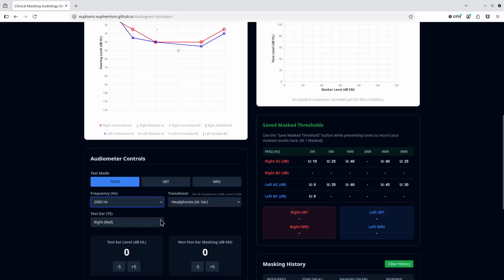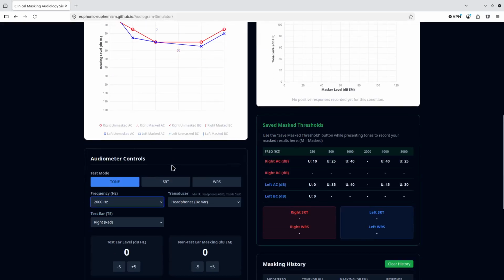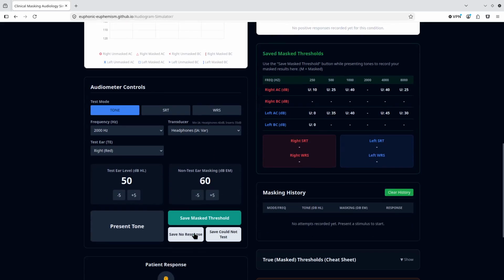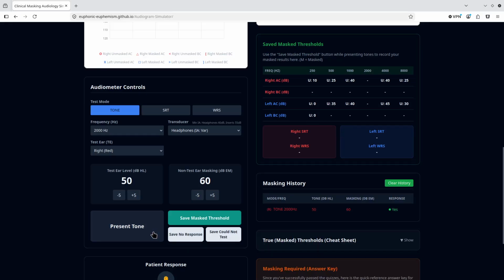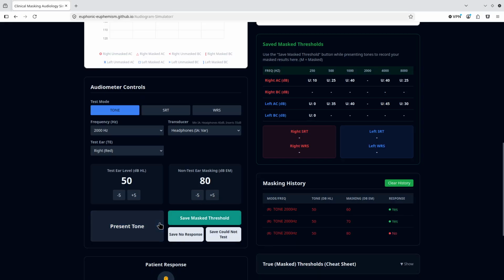And 2,000 hertz in the right ear, and our air conduction threshold was at 50 before, so we'll raise it up to 50 here. And our non-test ear was at 50, so we'll put 10 more for 60. And there is no occlusion effect at 2,000 hertz, so we're good to start masking here. So we present our tone. Yes, we get a response. Let's raise it up 10 dB, get a response. Another 10 dB, no response.